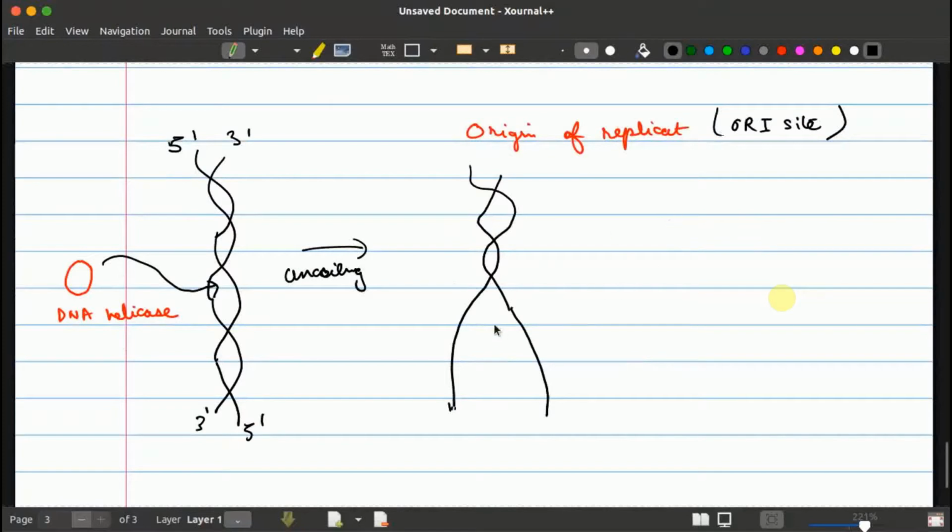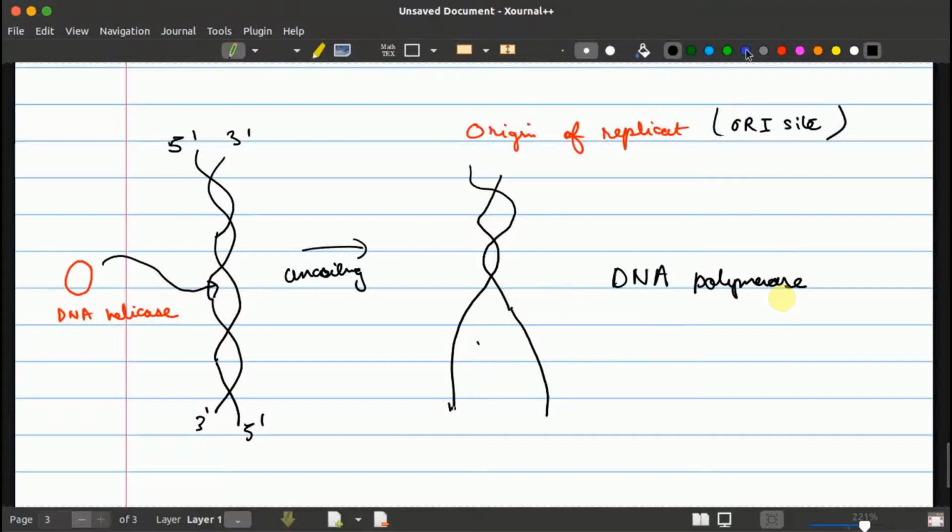Now another enzyme comes into play. This is the true worker of this process. It's called DNA polymerase. There are multiple types of DNA polymerase. This type is called DNA-dependent DNA polymerase, because it depends on the DNA. We'll come to DNA dependence later. It's a DNA polymerase.